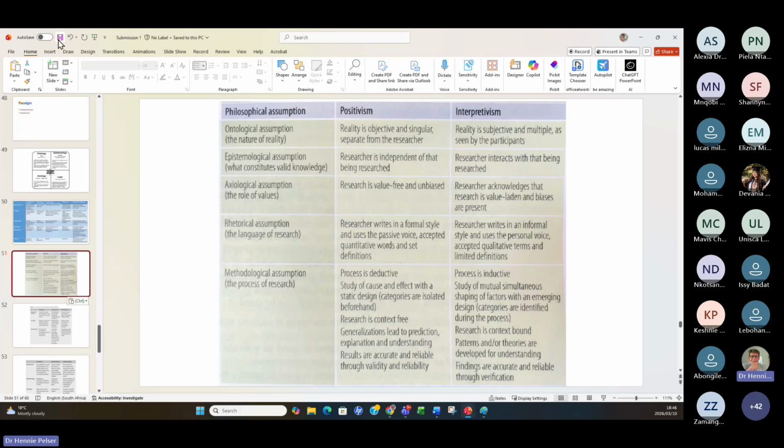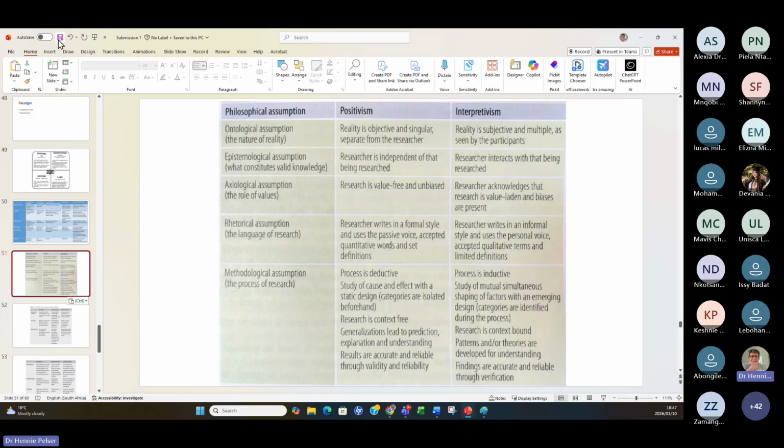So ontology, what is reality? And you can see there, objective, singular, separate from the researcher. Reality is something that is experienced, that is perceived. It is subjective. Epistemology, what do we consider to be valid knowledge?